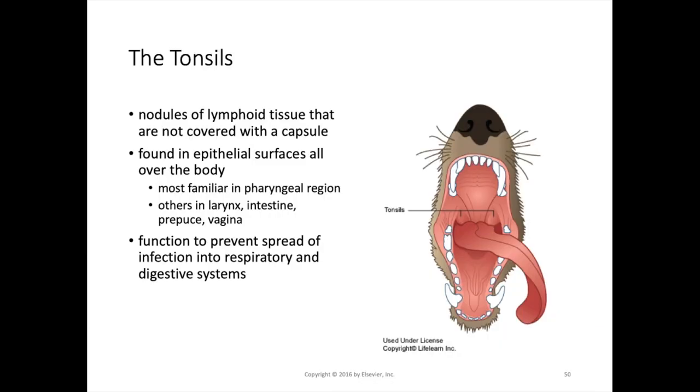All right, the tonsils are nodules of lymphoid tissue that are not covered with a capsule. So if we think about the lymph nodes, they are definitely covered with a capsule. They're found in epithelial surfaces all over the body, most familiar in the pharyngeal area, so that's in the throat. There's others in the larynx, the intestine, the prepuce, and the vagina. The function is to prevent the spread of infection into the respiratory and the digestive systems. So they prevent the spread. Which, of course, if you're fighting a sore throat, if you're fighting a bacteria in your throat, your tonsils will get enlarged because suddenly they're active.